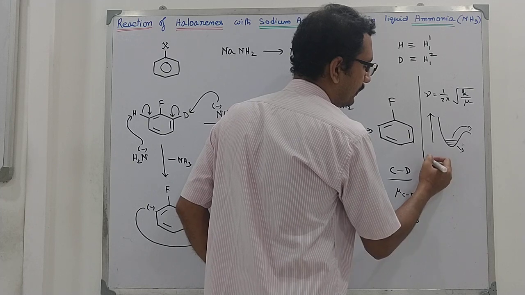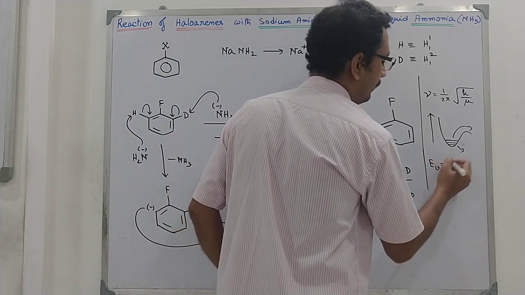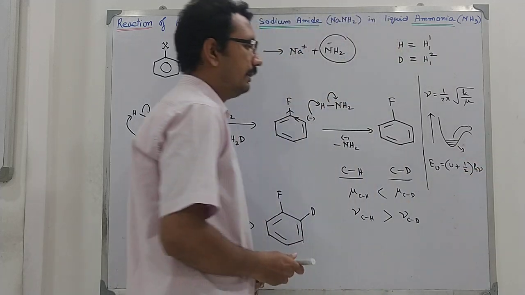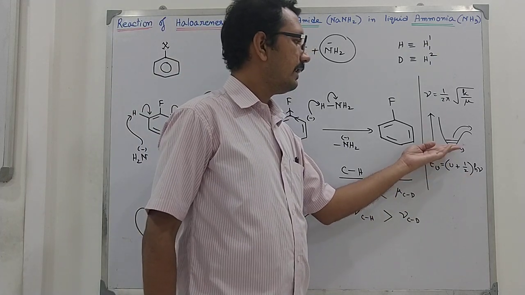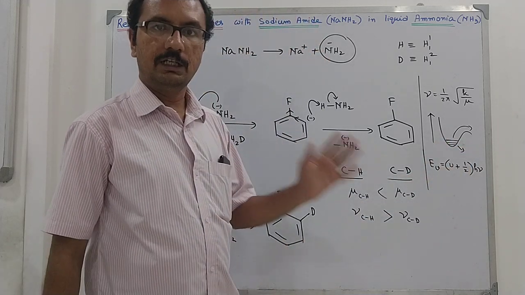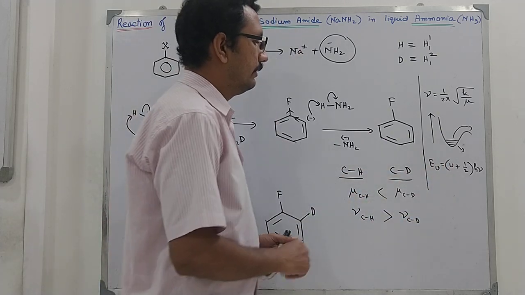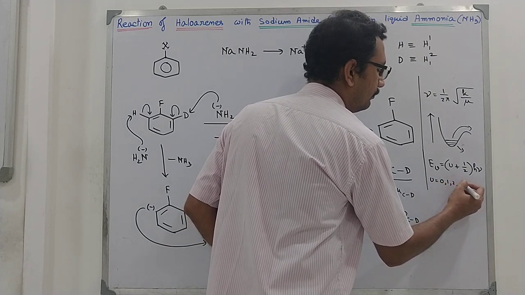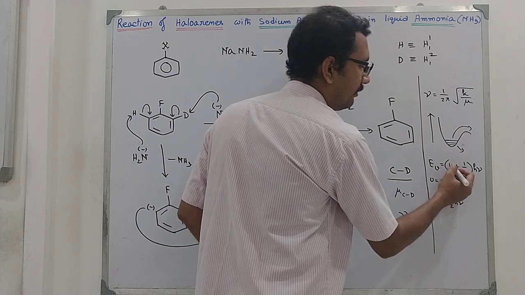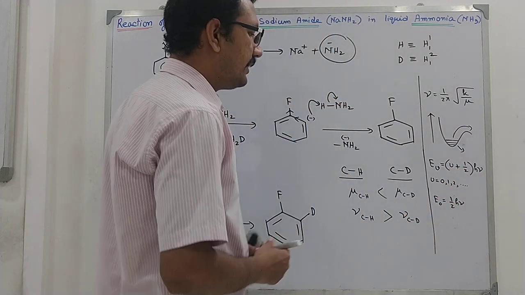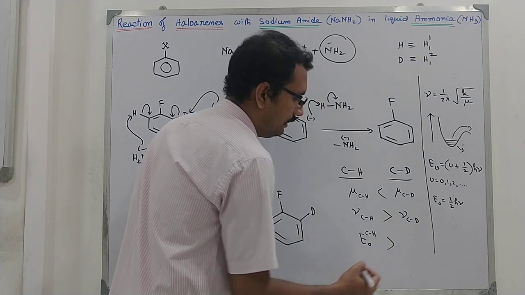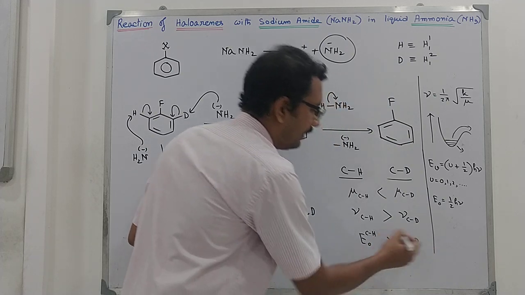Now the formula of the energy of a harmonic oscillator is given by E_V equals V plus half h nu. Now the energy is quantized, it is a microscopic particle, so it will exhibit quantum behavior, and the energy is quantized where V is the quantum number. The values which V can take are 0, 1, 2 and so on. So for the ground state, it will be E_0, so we put 0 plus half, which equals half h nu. So what is the energy of the ground state? Since the frequency is greater, the ground state energy of the CH bond will be greater than that of the CD bond.